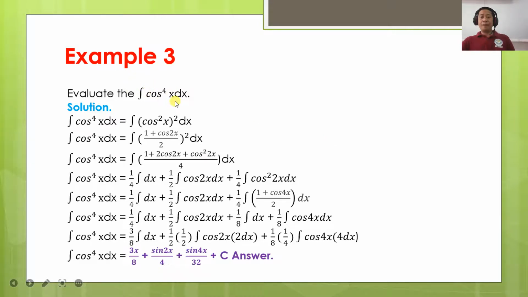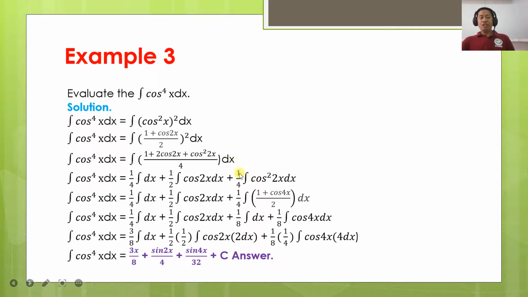So medyo mahaba-haba na po yung magiging solution natin kapag ganito. Sa start, kailangan natin magamit yung identity. So yung cosine x to the fourth power, gagawin muna natin na cosine squared x raised to 2 dx. Then, gagamitin natin yung identities. Pag cosine squared po is 1 plus cosine 2x over 2, then naka-squared po yan. Pag in-expand natin, syempre, we have 1 plus 2 cosine 2x plus cosine squared 2x over 4.